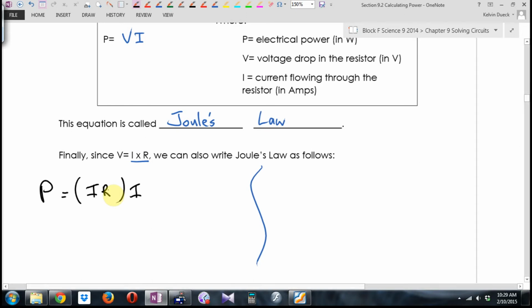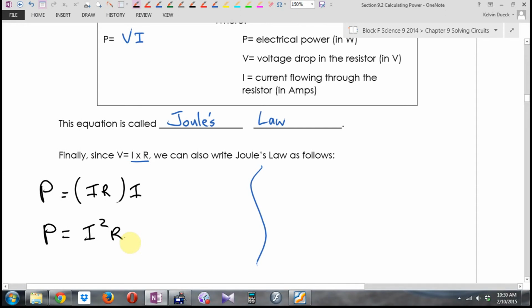IRI, although it's usually written like this, because I times I is I squared. Did I put that one on your yellow sheet or not? Yeah, I did? I would use that to find the power of an appliance if I didn't know the voltage, but I knew the current and I knew the resistance.